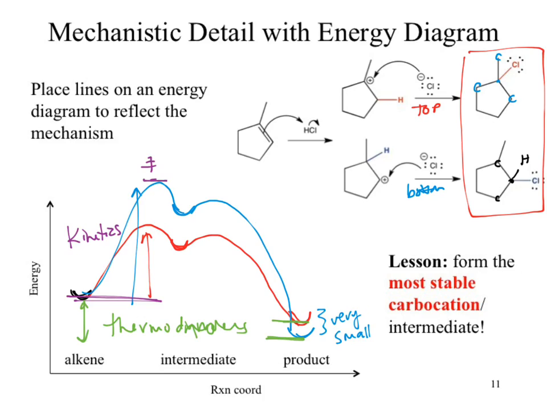So, kinetically, what product do we expect? Red, because faster reaction, shorter activation barrier. Which product is thermodynamically favored? The blue product is our thermodynamic product.